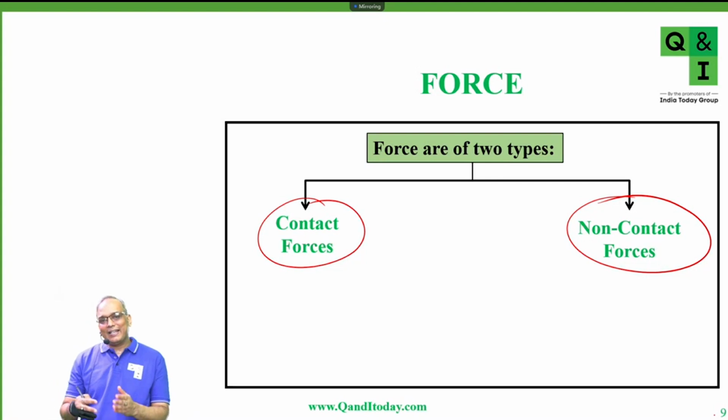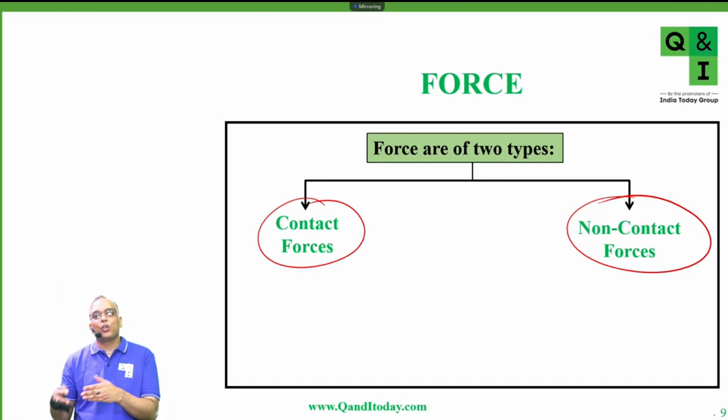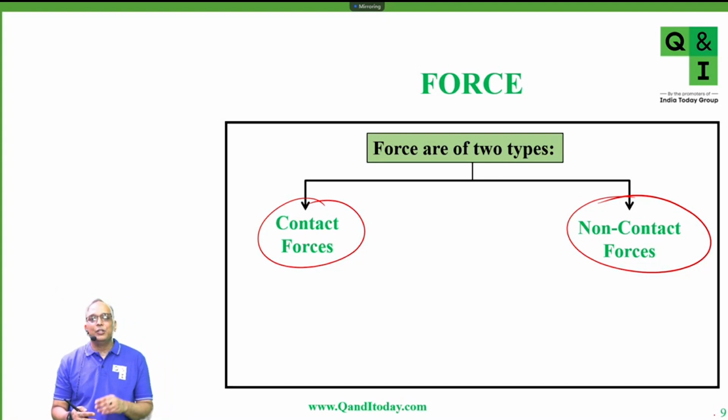Now, another type of force is non-contact force. For these forces, you don't require to be in contact with the other object. For example, magnetic force: the magnets need not be in contact with each other. A magnet will apply attraction or repulsion on another magnet even from a distance without being in contact. So magnetic force, electrostatic force, gravitational force, these are examples of non-contact forces. For contact forces, it is friction, it is push or pull.